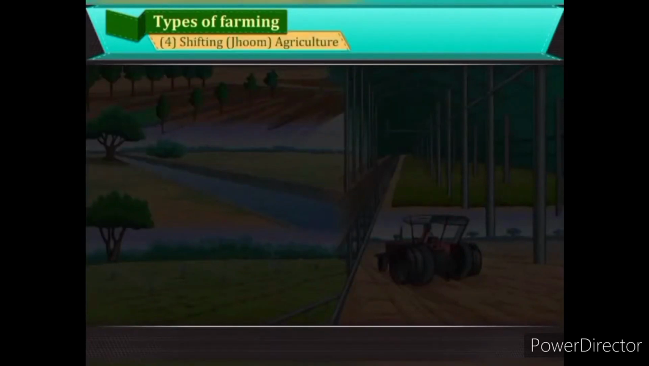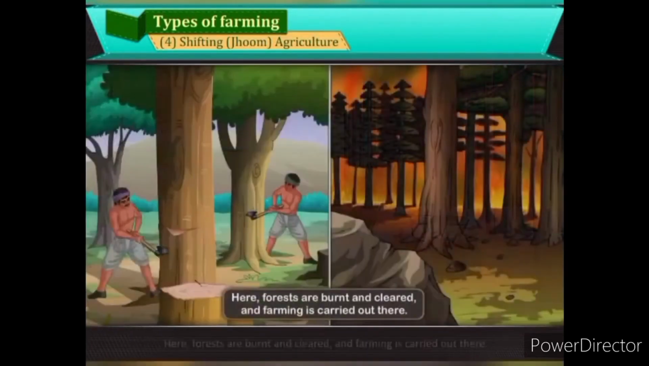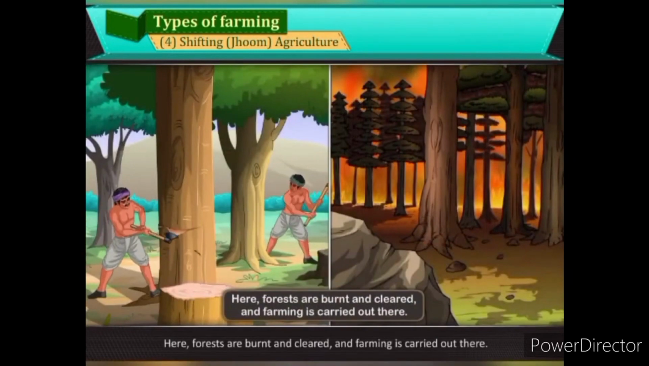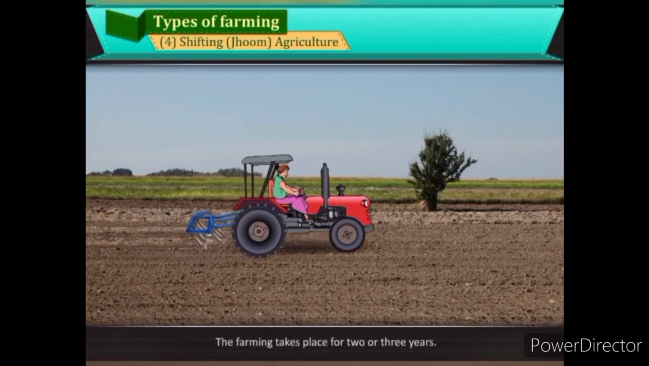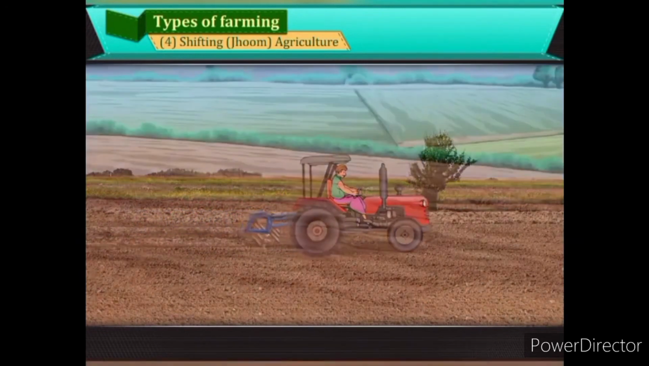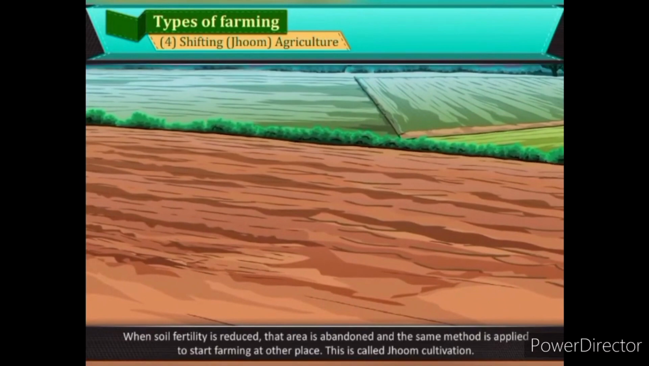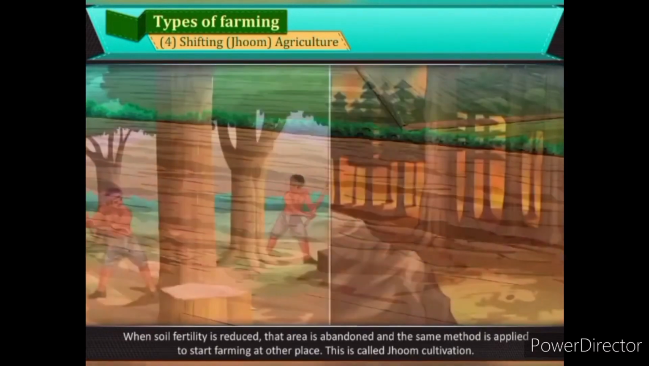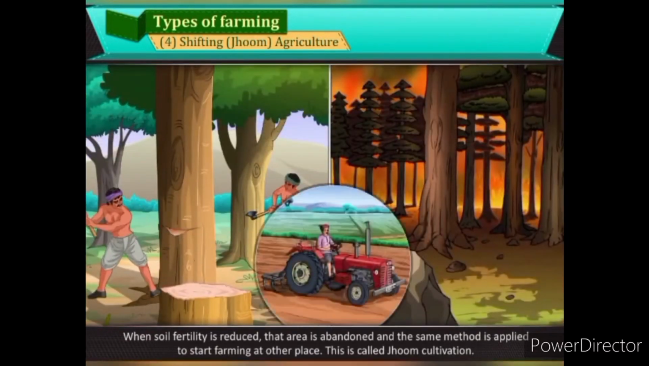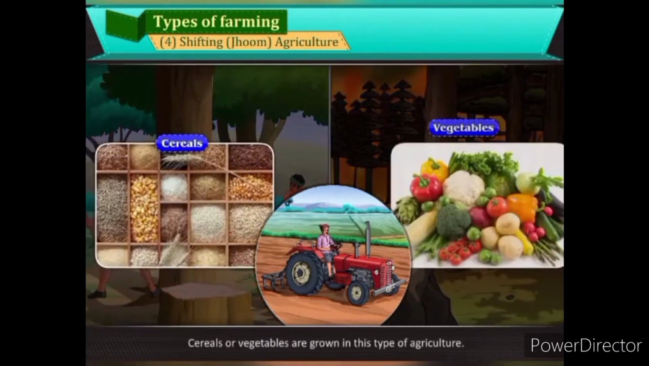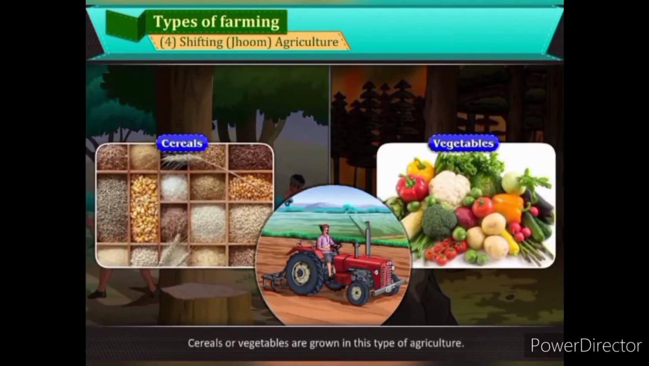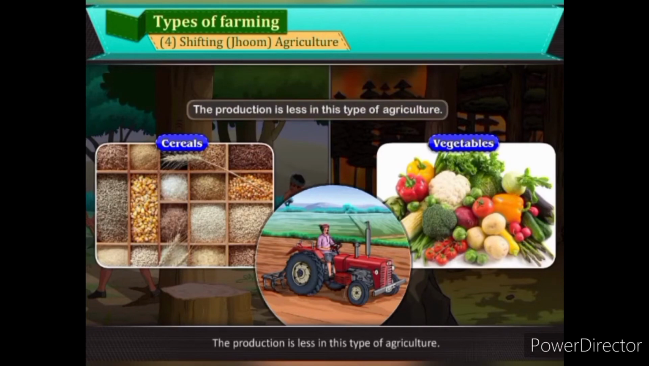Shifting or jhum agriculture. Here, forests are burnt and cleared, and farming is carried out there. The farming takes place for 2 or 3 years. When soil fertility is reduced, that area is abandoned, and the same method is applied to start farming at another place. This is called jhum cultivation. Cereals or vegetables are grown in this type of agriculture. The production is less in this type of agriculture.